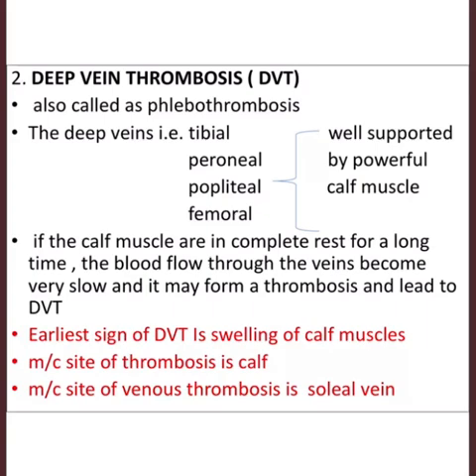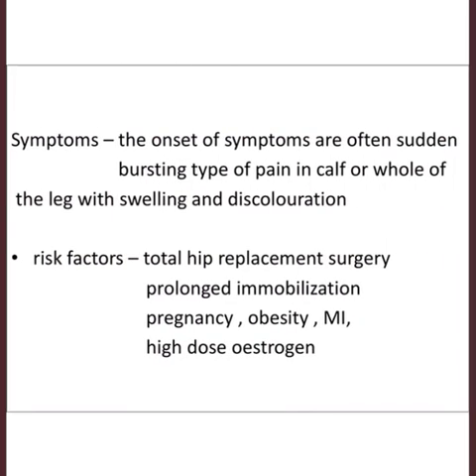The earliest sign of DVT is swelling of the calf muscles. The most common site of thrombosis is the calf. The most common site of venous thrombosis is the soleal vein. Symptoms of DVT: onset is often a sudden bursting type of pain in the calf and the whole of the leg, with swelling and discoloration.